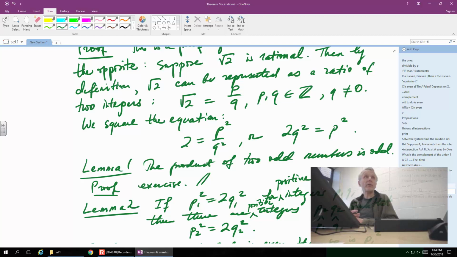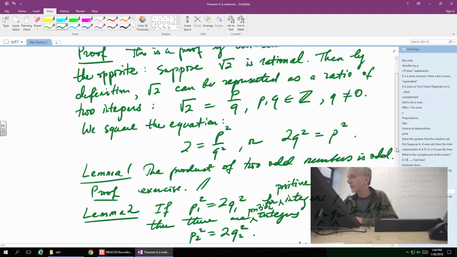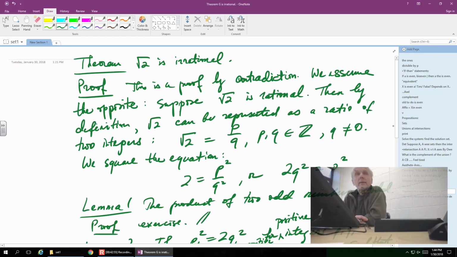Square root of 2 is irrational. Anything else you can think of to prove in a similar fashion? Any irrational number? Well, square root of 2 is just one number. We know that there are a bunch of irrational numbers.